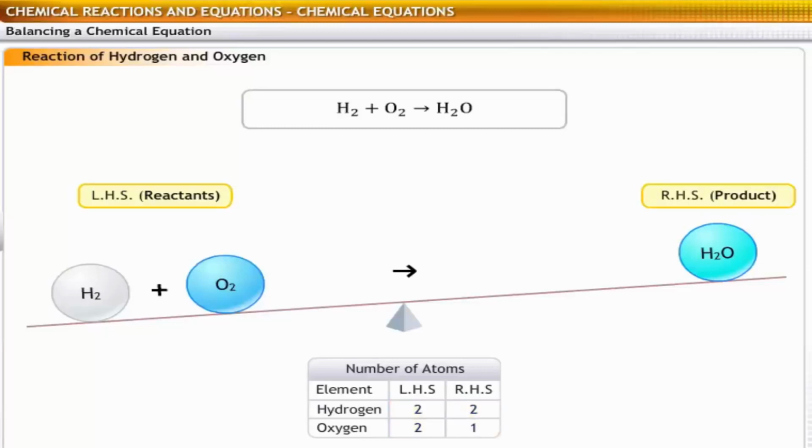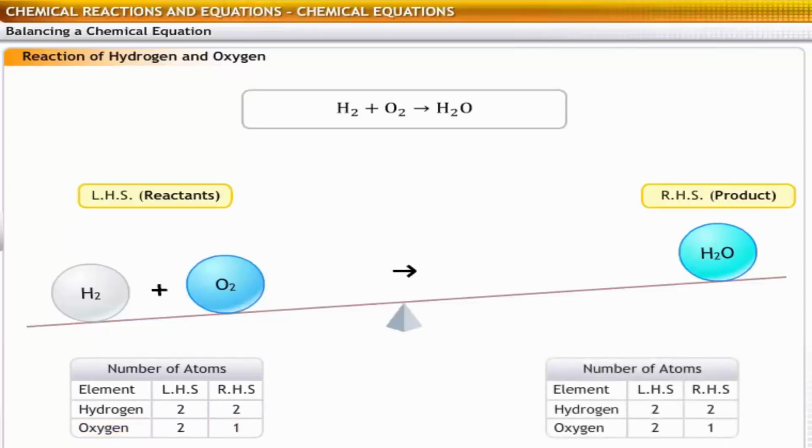In step 3, you need to select the element that occurs in the minimum number of places in the equation. You can see that there are 2 hydrogen atoms on each side, while there are 2 oxygen atoms on the left-hand side and only 1 on the right-hand side of the equation. Hence, oxygen has to be balanced first.